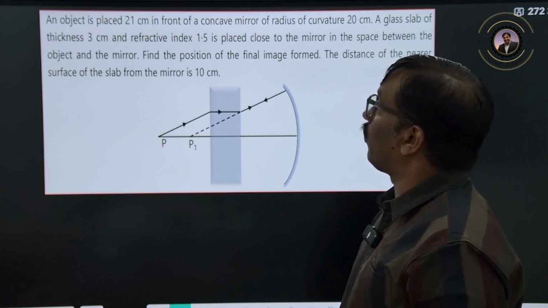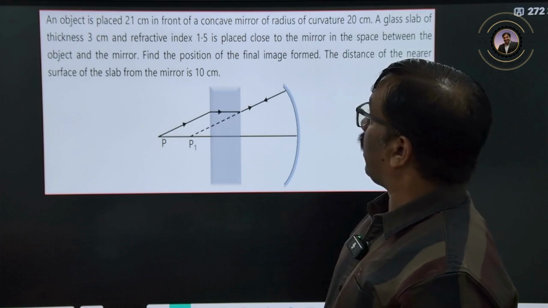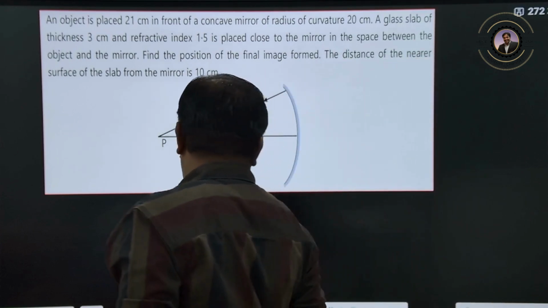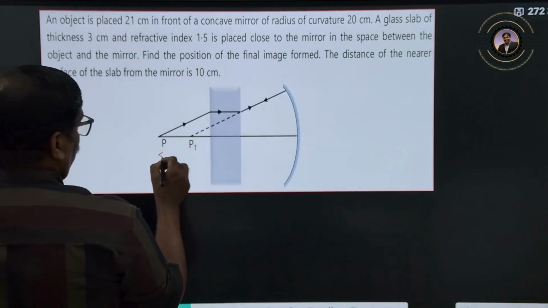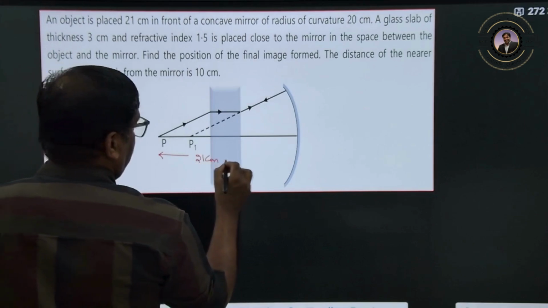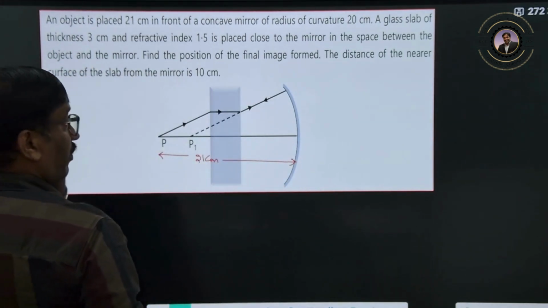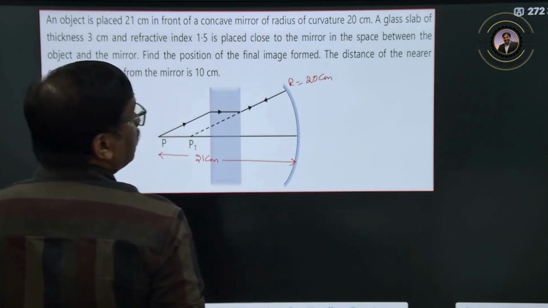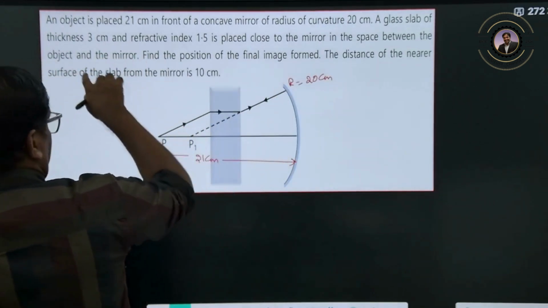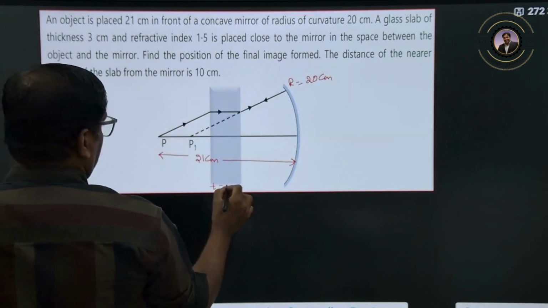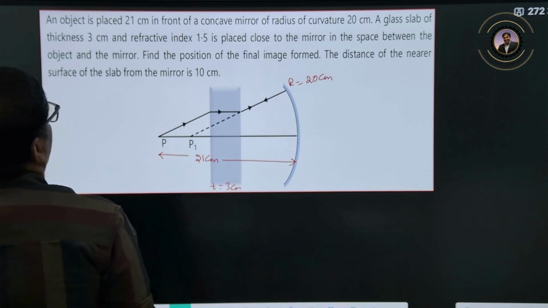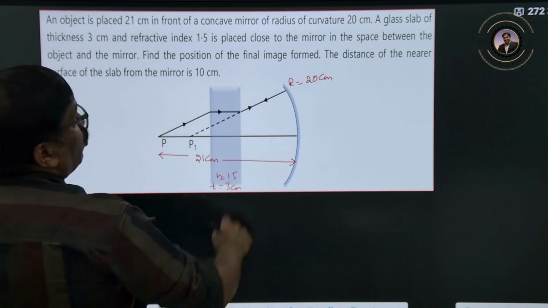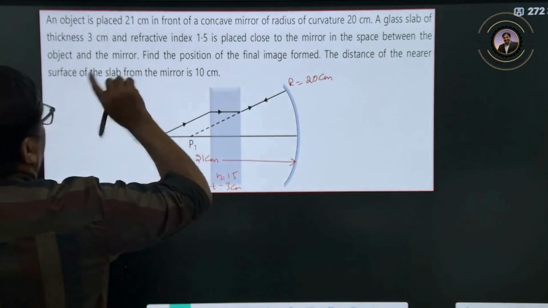Now here we can go for an object placed at 21 centimeter in front of a concave mirror. Now this is your concave mirror. At what distance is the object kept? 21 centimeter from the concave mirror. The radius of curvature is given as 20 centimeter. A glass slab of thickness 3 centimeter is kept, with refractive index given as 1.5.